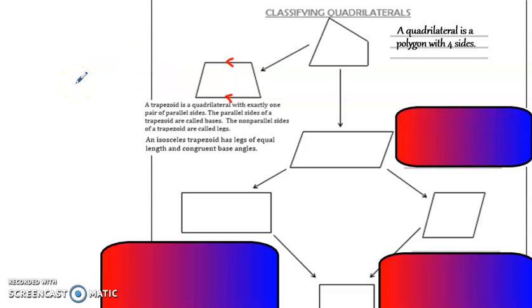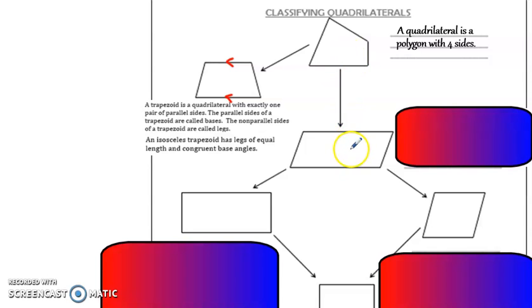On an isosceles trapezoid, the legs are of equal length and have congruent base angles, which means those angles at the bottom are going to be equal to each other. This is our quadrilaterals family tree. Notice that trapezoid is kind of off to the left on its own.